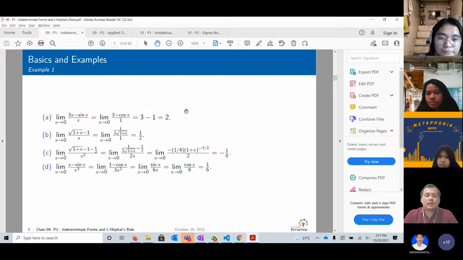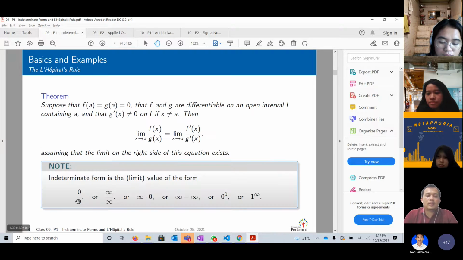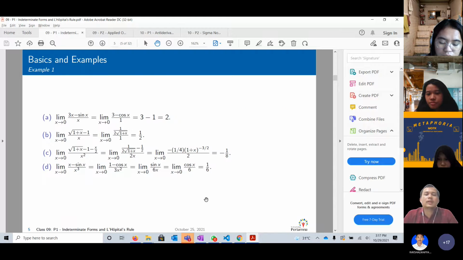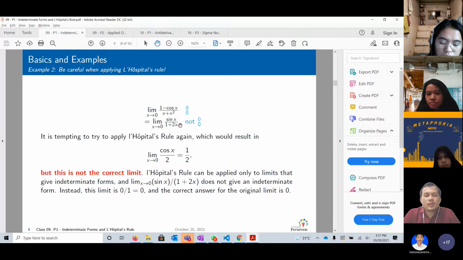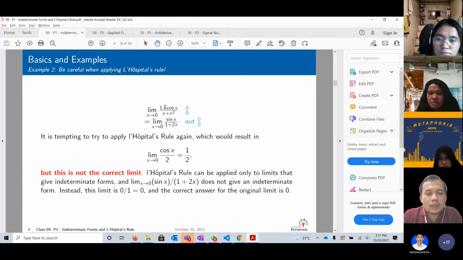If we find this 0 over 0 or infinity over infinity or those other indeterminate forms, then we can use L'Hopital's rule. You see here, if we substitute 0, then in the numerator we have 1 minus 1 which is 0, and the denominator is also 0. So we have 0 over 0, which is not allowed.